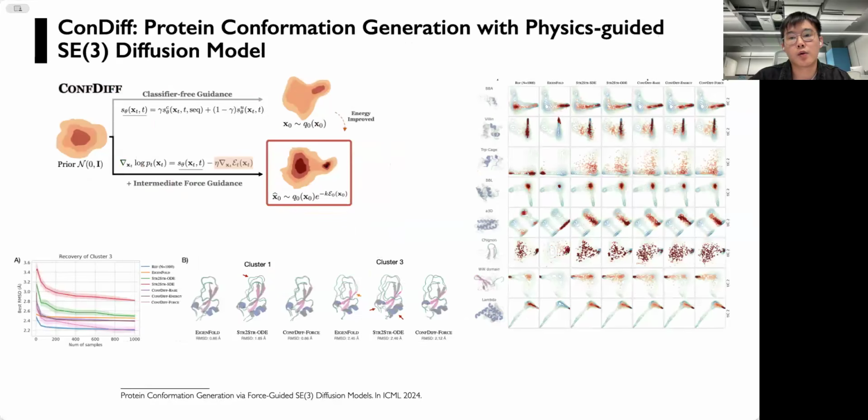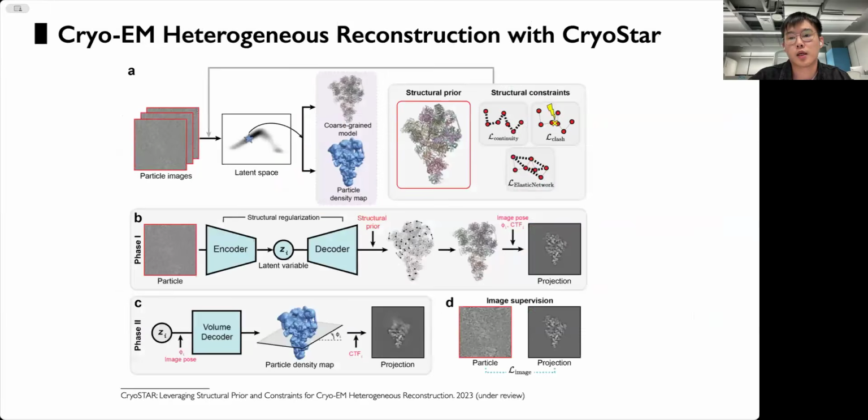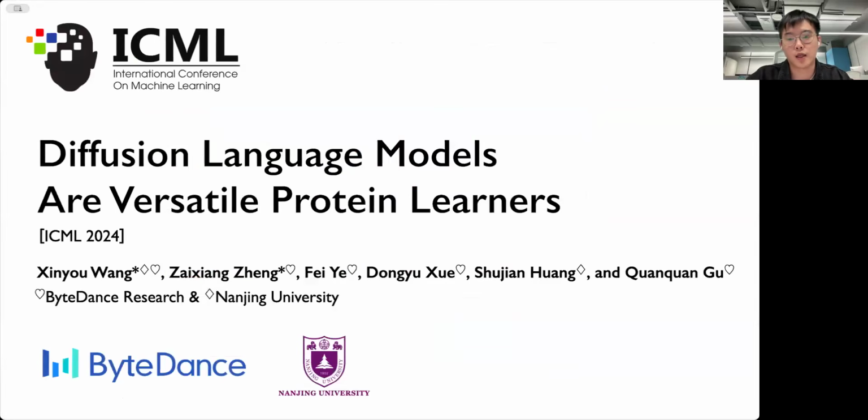As for protein conformation generation, in this year's ICML we introduced a physics-guided diffusion model to generate conformation ensembles, and we are also focusing on cryo-EM reconstruction with deep generative models. Okay, so this is a very quick introduction of our team's work, and let's get started with today's content.